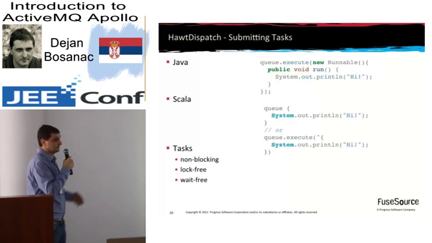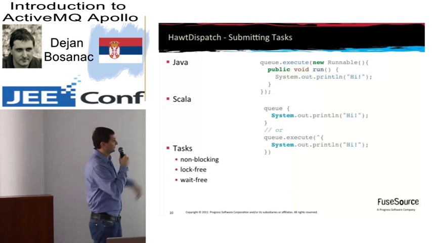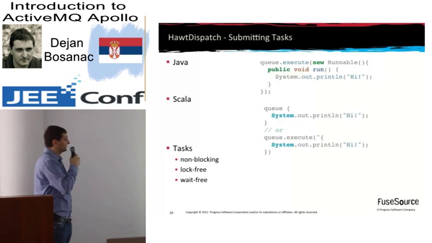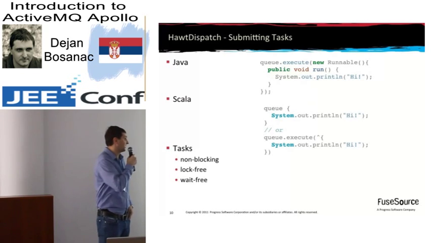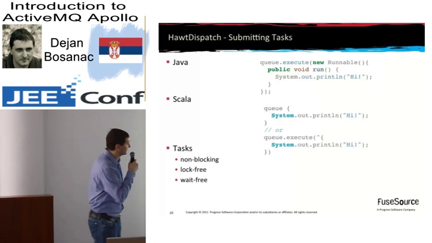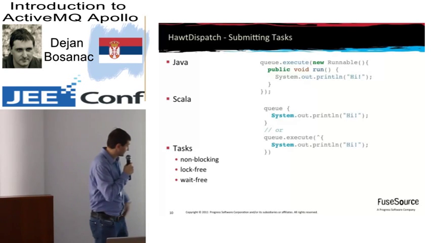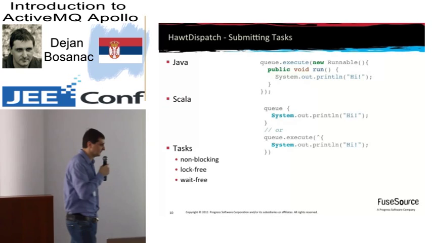In the background, there's a fixed size thread pool which basically executes these tasks. As you can see, we have both Java and Scala APIs. The Scala API adds some syntactic sugar that makes all this more readable. And the final bit here is a syntax basically copied from the original Grand Central Dispatch library.